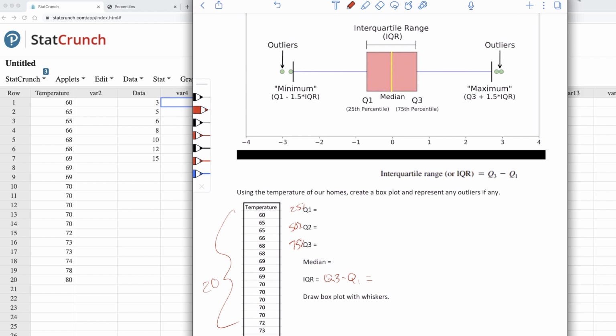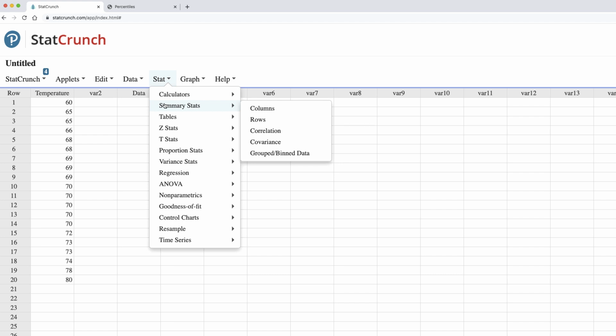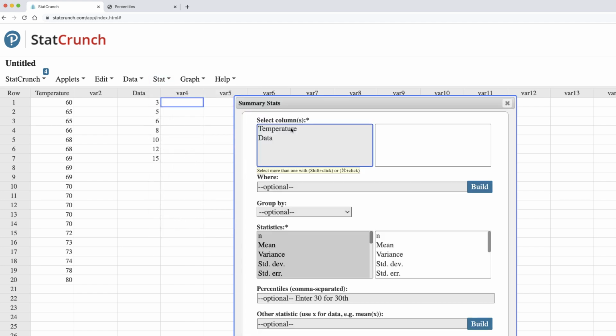Now there are a few ways to get our 25th percentile. We could just count them, right? And do it ourselves. Do the 25 over 100 times the 20 and count them up. But I think I'm going to show you how to use StatCrunch to be consistent with our values here, and just use what it gives us. Alright, so here's our information right here, the temperature. So I go over to StatCrunch, and I choose summary stats on the column, and I'm going to choose the temperature.